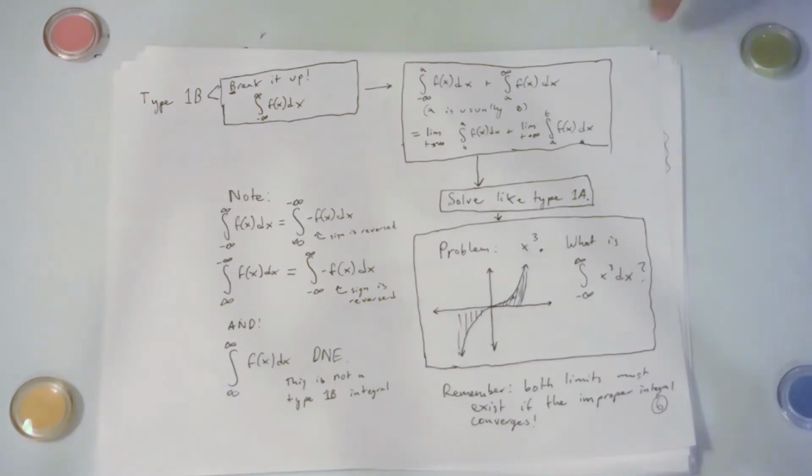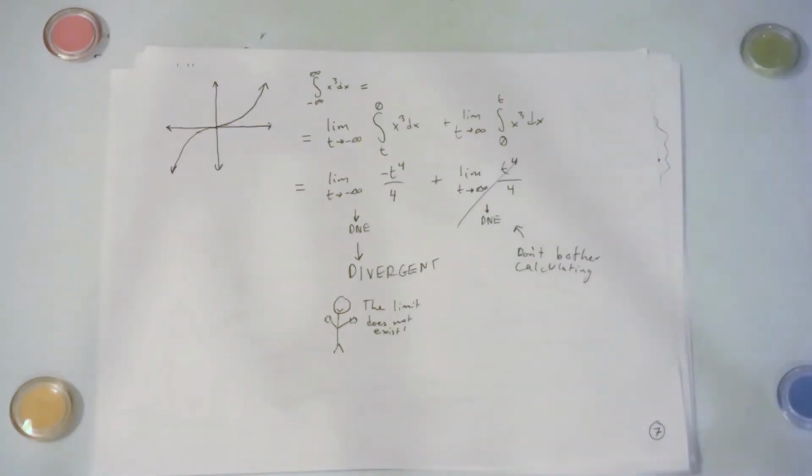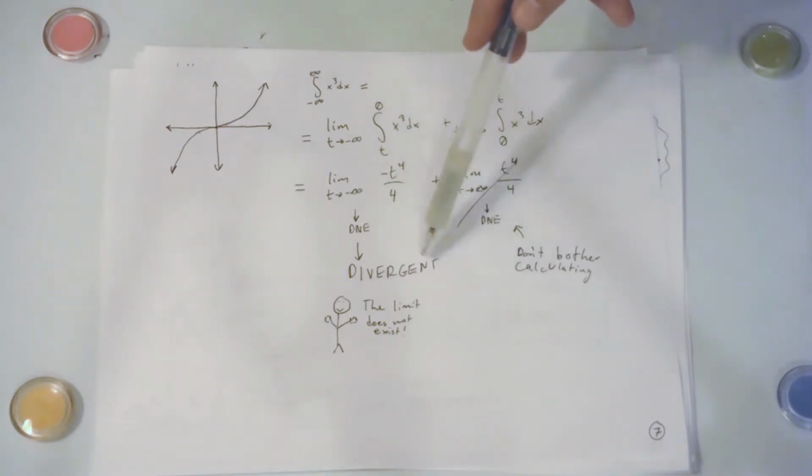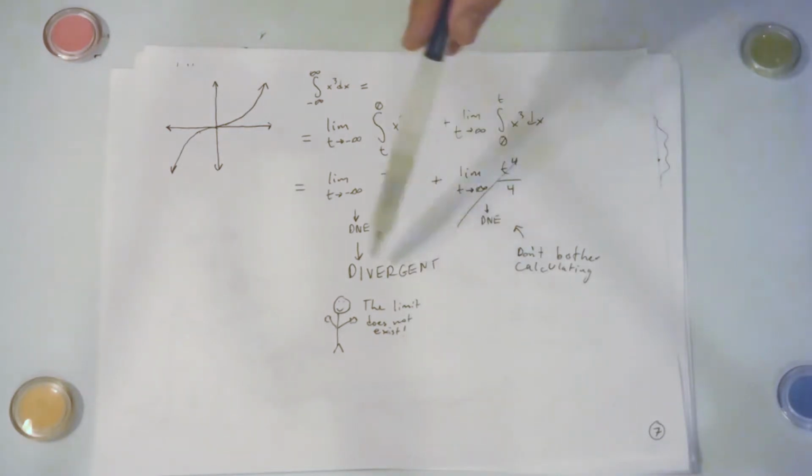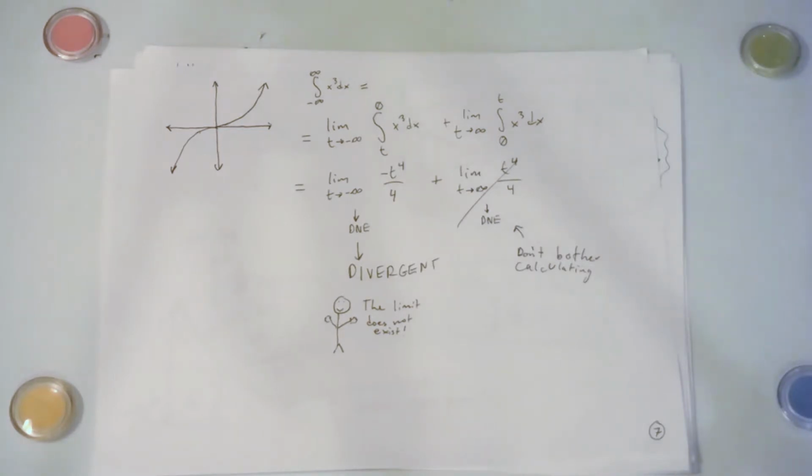To solve, we break the integral of x cubed from negative infinity to positive infinity up into the limits of these two integrals. Computing the integrals, we get negative t to the fourth over 4 and positive t to the fourth over 4. These limits approach negative and positive infinity. If this is the case, each partial integral is divergent, which means the whole thing is divergent. I repeat, if one or more of the partial integrals is divergent, then the whole thing is divergent. Similarly, if any of the limits does not exist, the entire integral is divergent.